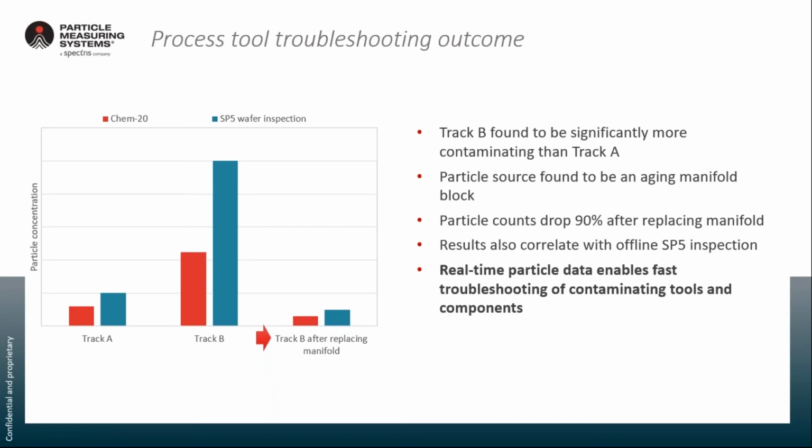So this manifold block was replaced and the particle counts were repeated, and we saw a 90% drop in the particle counts after replacing the manifold. So although there is a difference between the particle counts measured with the Chem 20 and SP5 wafer inspection analysis, the results are very good and they increase and decrease in the same proportion. So this shows how real-time particle data can be used for the most efficient identification and troubleshooting of highly contaminating tools and components.